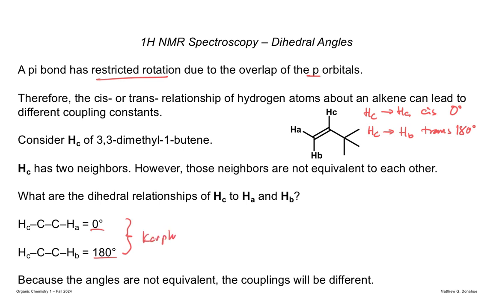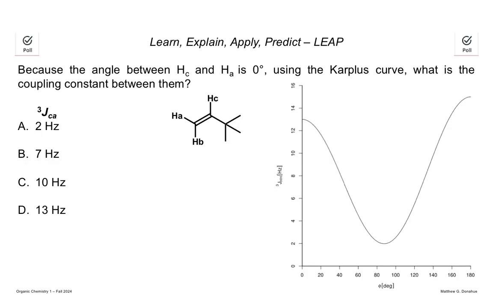The Karplus curve then shows different J values. So we set HC to HA is 0. We go to the Karplus curve. Here is 0. That's straight up the y-axis. We see that that value is 13 hertz. So this is 13 hertz.